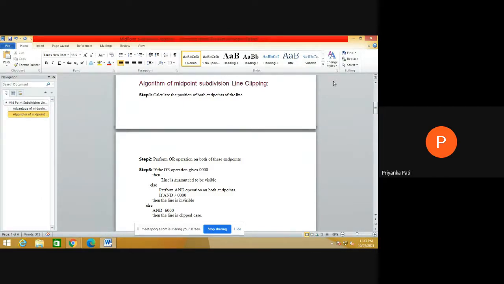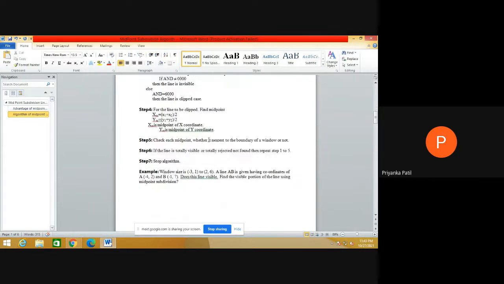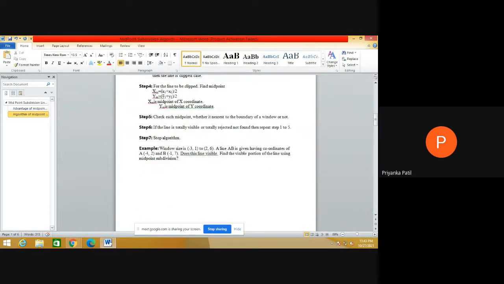And if it is equal to 0, then the line is visible. Otherwise, we need to clip that line. For the clipping, which formula do we have to implement? Subdivision means the addition of two endpoints divided by 2.